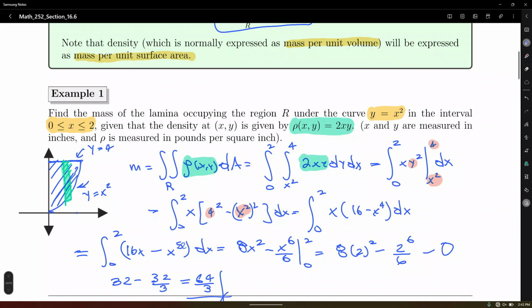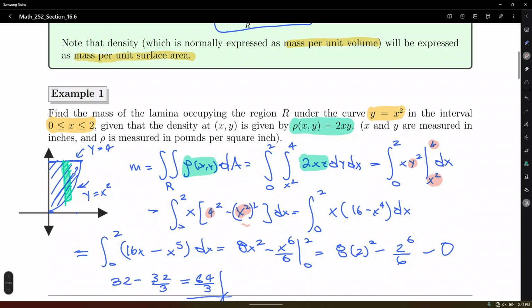And this is a very easy integral to compute. That's a calculus 1 type of integral, integrating using the general power rule, 16x minus x to the 5th. That gives us 8x squared minus x to the 6 over 6, evaluated between 0 and 2. All right, well, so upper limit minus lower limit.